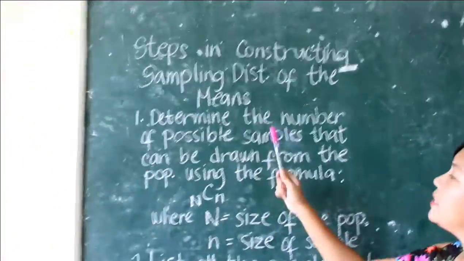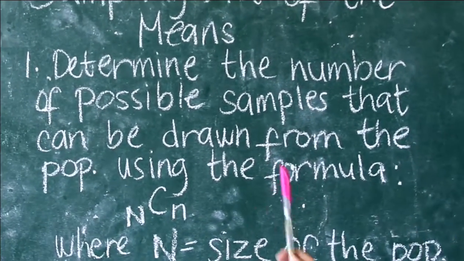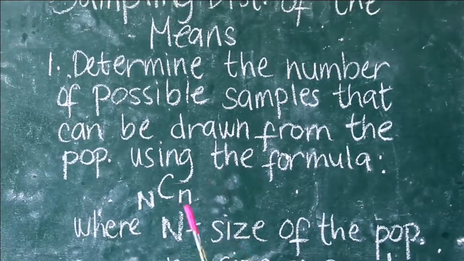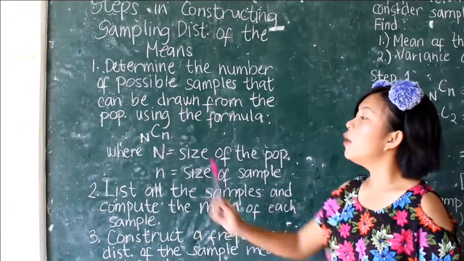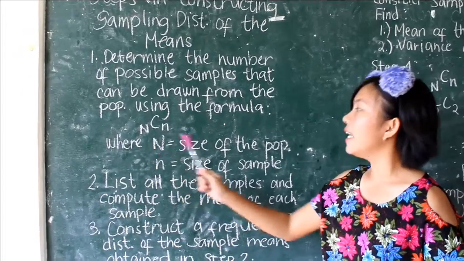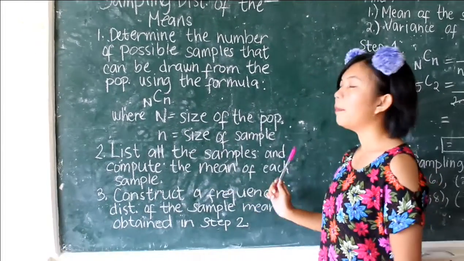First, determine the number of possible samples that can be drawn from the population using the formula: N combination n, where big letter N is the size of the population and small letter n is the size of the sample.